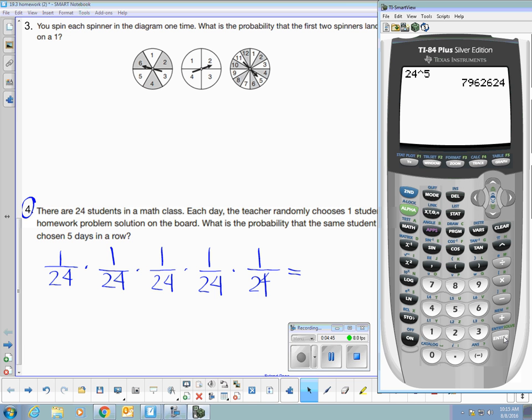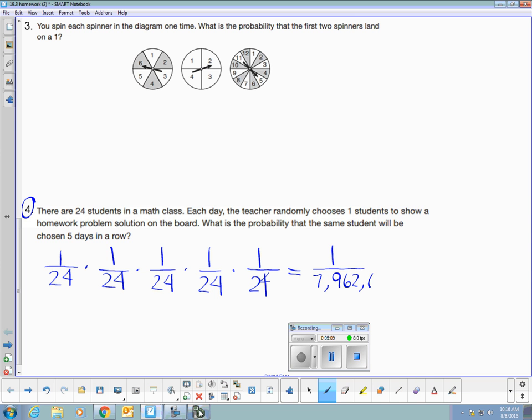And we know 1 to the 5th power, 1 times 1 times 1 times 1 times 1 is 1. So we have an answer of 1 divided by 7 million 962,624. The likelihood of that happening is not very likely.